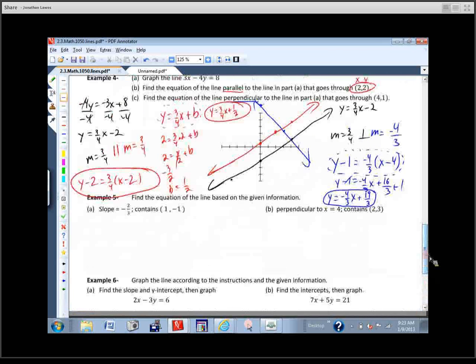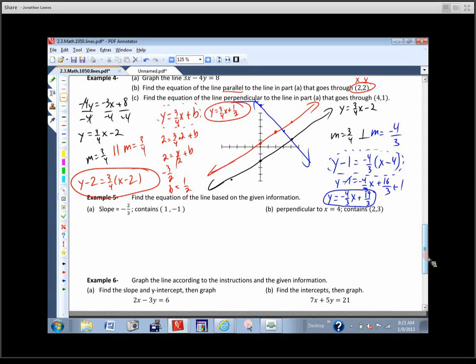Find the equation of the line based on the given information. Should be easy, right? Does it specify which form? Nope. So let's do both. On this one, we're going to do y minus y1. So what do I write? y plus 1. Slope is negative 2/3. x minus x1 is 1. Okay, there it is in point slope form.